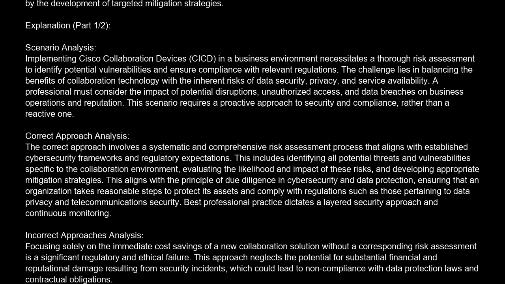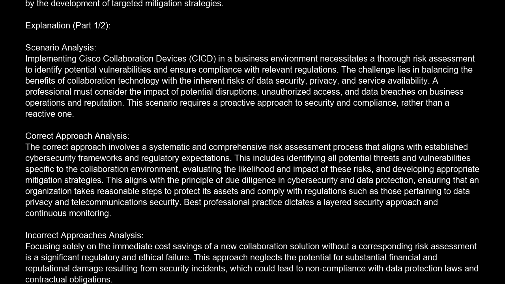ensuring that an organization takes reasonable steps to protect its assets and comply with regulations such as those pertaining to data privacy and telecommunications security. Best professional practice dictates a layered security approach and continuous monitoring.